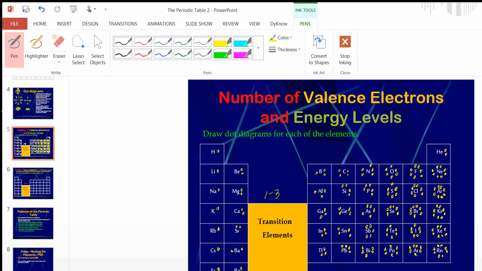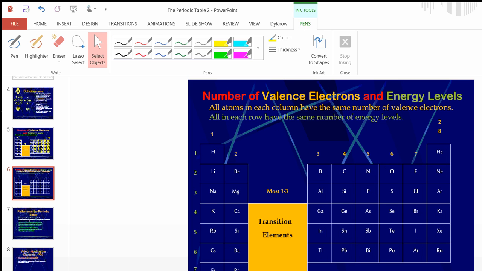All right, so you should be able to draw a dot diagram then for any of these elements. And just looking at the first column, they all have 1 valence electron. The next column has 2, 3, 4, 5, 6, 7. Helium has 2, and then the rest of these have 8. If you look at the next slide, I have those numbers labeled. Number of valence electrons, notice that's in gold, and it says all atoms in each column have the same number of valence electrons. And I've put the number at the top of the column. I put 2 and 8 because of helium. Helium has 2, and the rest have 8.